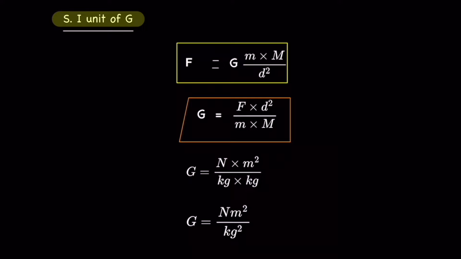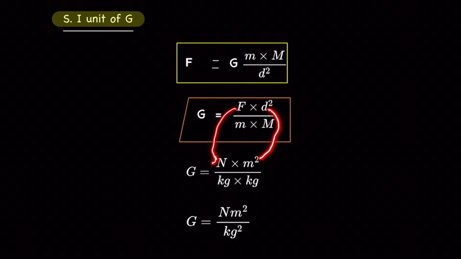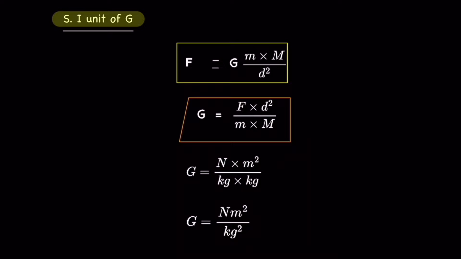Force's SI unit is Newton. It's represented as capital N. Distance's SI unit is meter. So distance square is meter square. Mass is kg. So we have the product of masses, so it is kg into kg. After multiplying kg into kg we get kg square, meter square and Newton. So G is equal to Newton meter square per kg square.